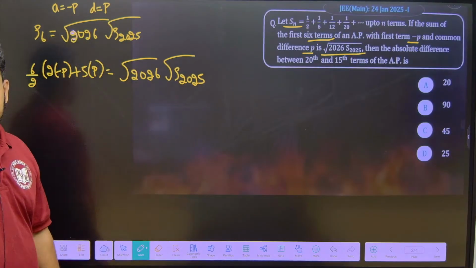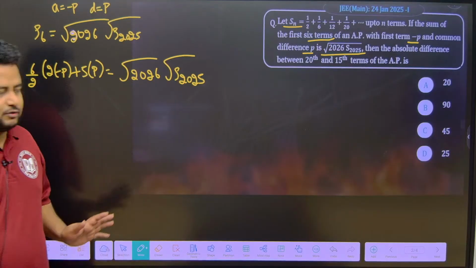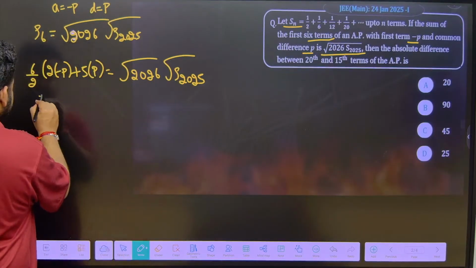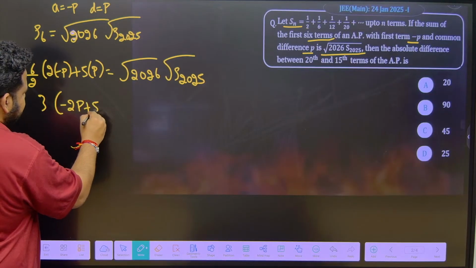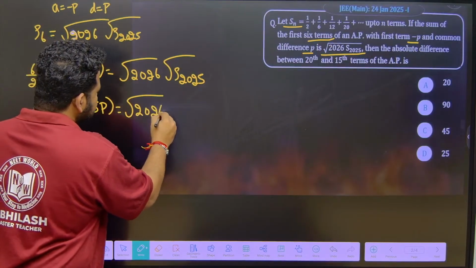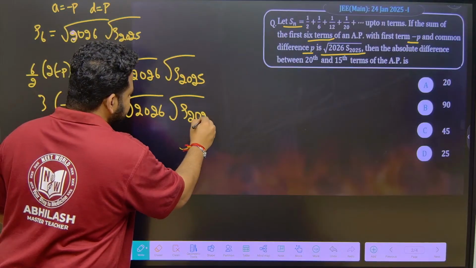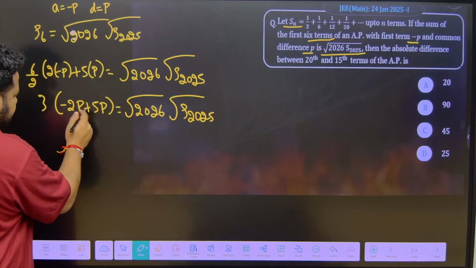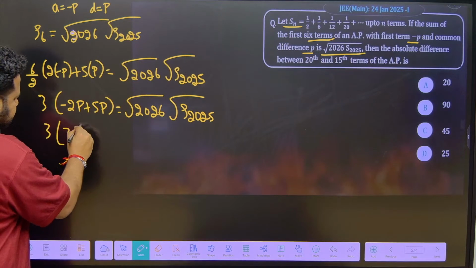S2025. This is what we have. Now what I have to do is, so here this will become what? 3 times 2 into minus p is minus 2p plus 5p will be equal to 2026 into square root of 2026 into S2025. Now this will become what? 3 into 5 minus 2 is 3p. This will be equal to what?